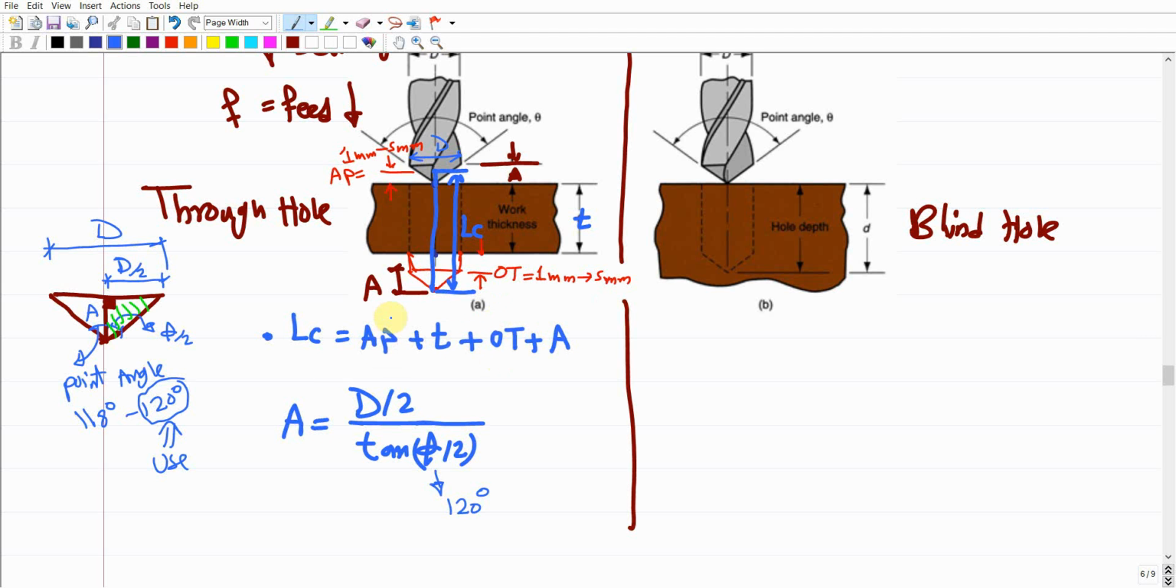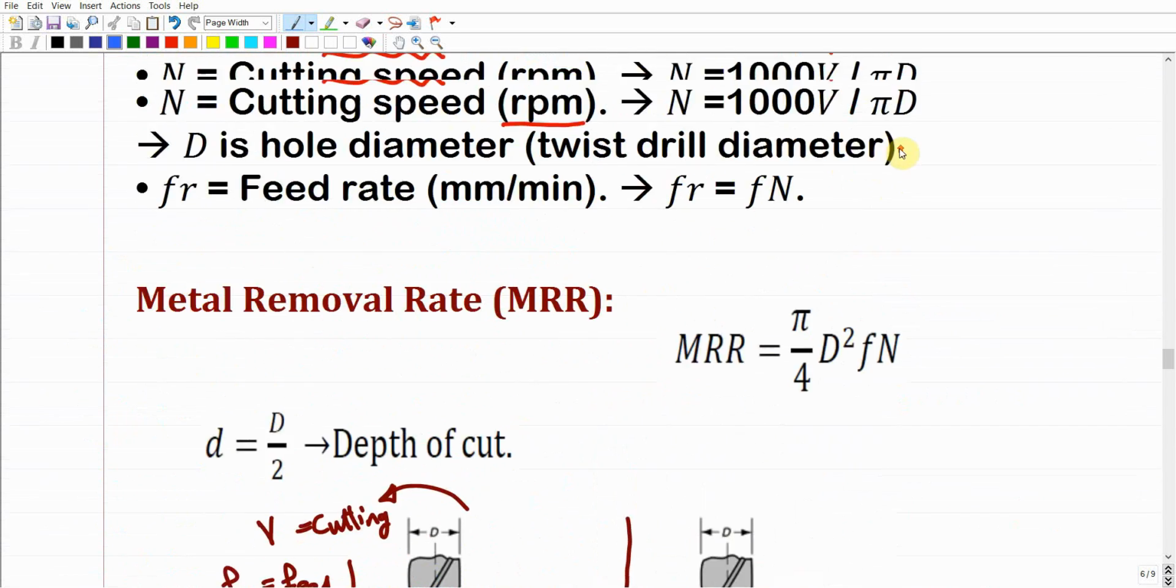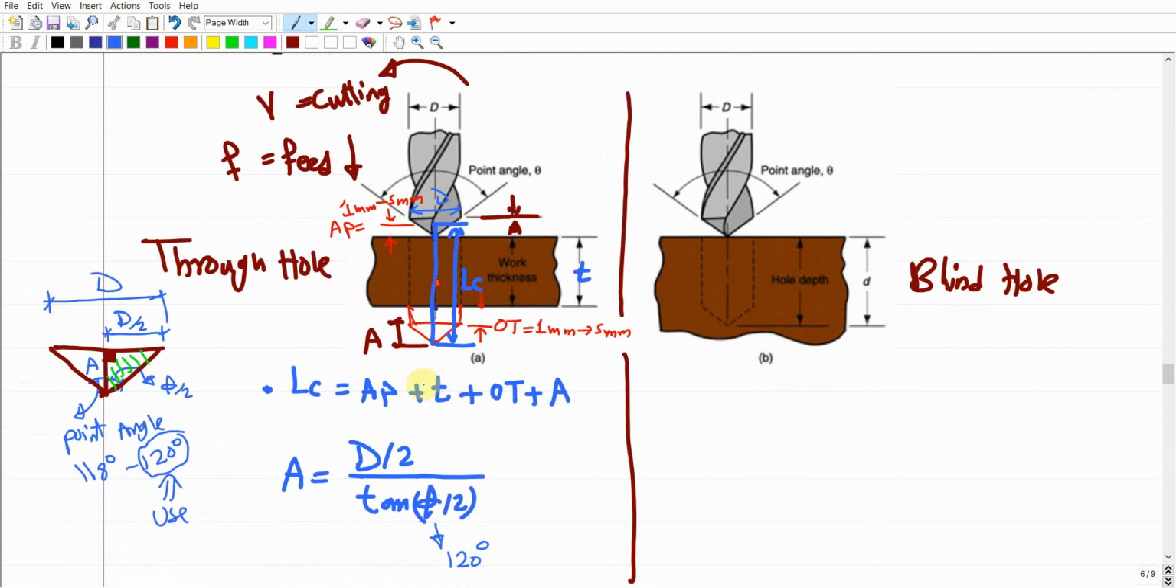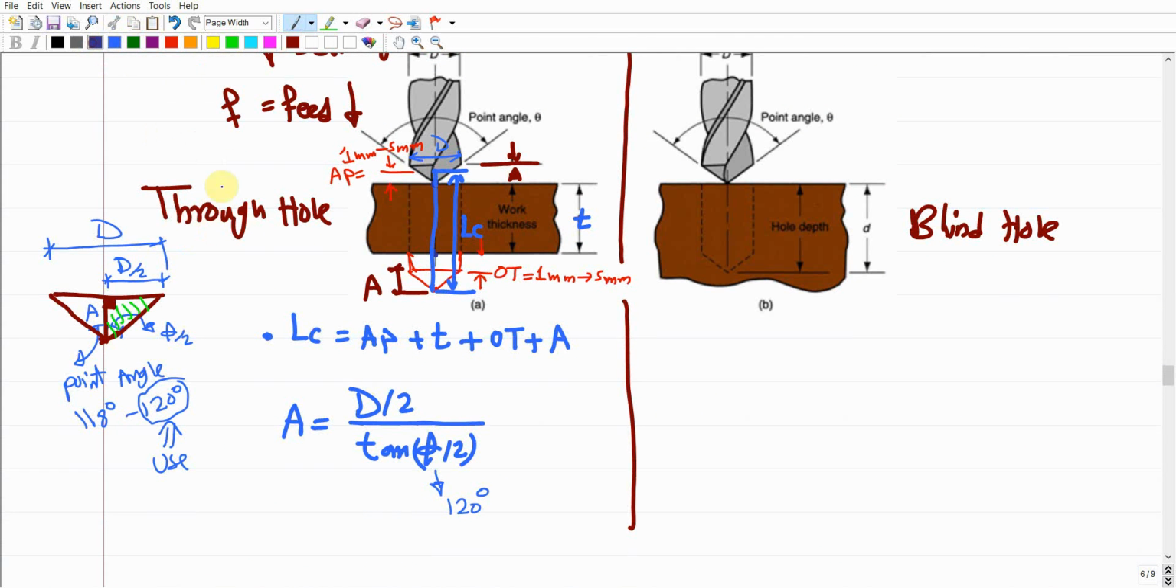If the over travel or the approach distances were given, you're going to add them. If not, they are zeros. You're going to end up with LC to calculate the machining time. Make sense? This is in case that we have a through hole. For a blind hole, it's going to be much easier.